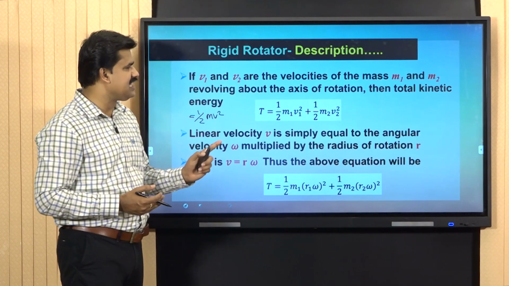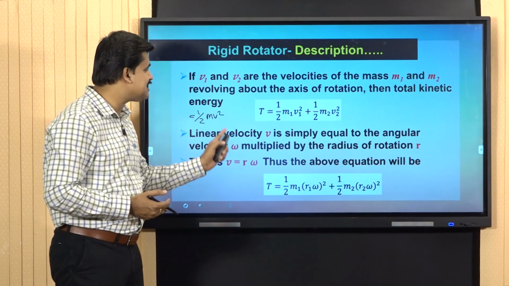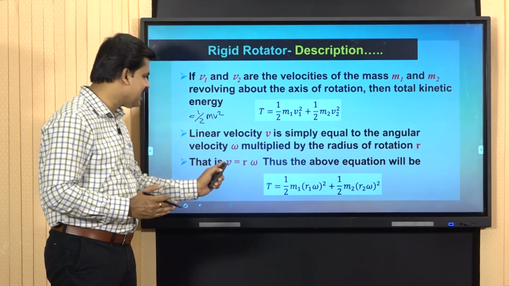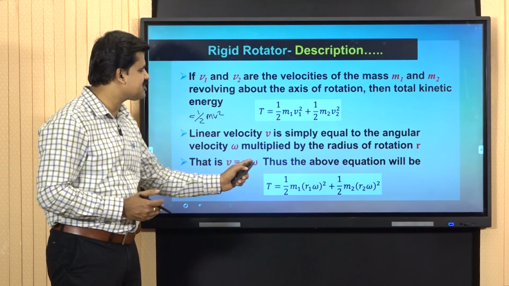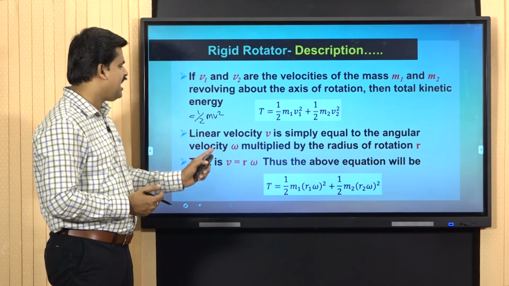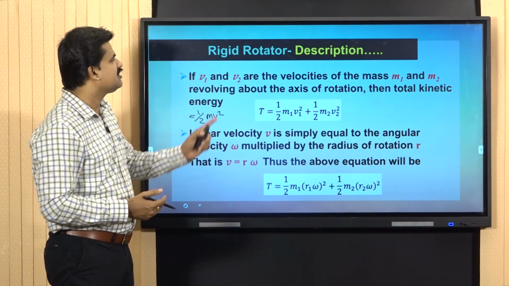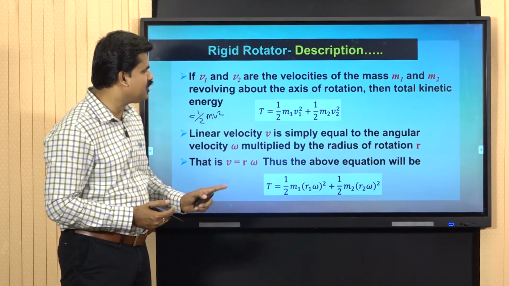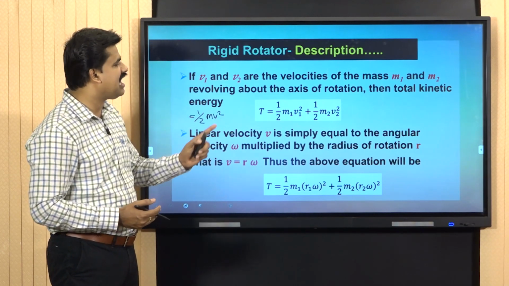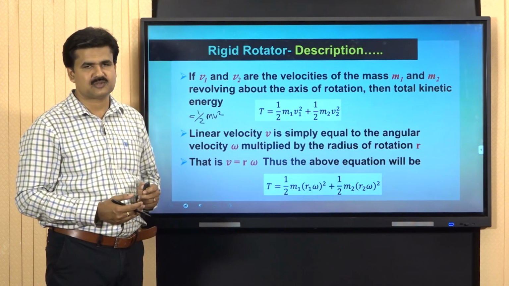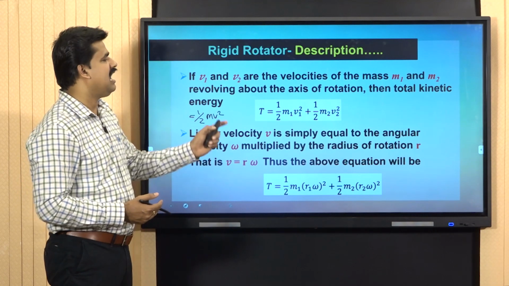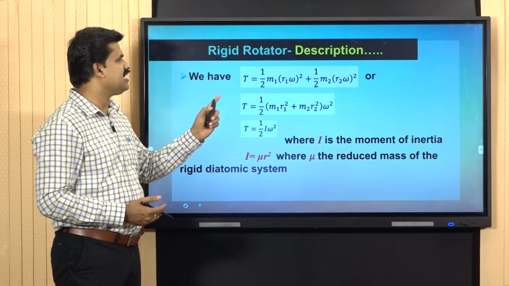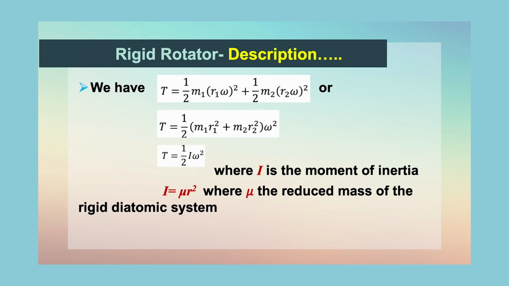The linear velocity v is simply equal to angular velocity omega multiplied by the radius of rotation small r. That is, v is equal to r into omega. Therefore, the kinetic energy can be represented as half m1 into (r1 omega) the whole square plus half m2 into (r2 omega) the whole square. Thus we can put T is equal to half m1 r1 square omega square plus half m2 r2 square omega square.